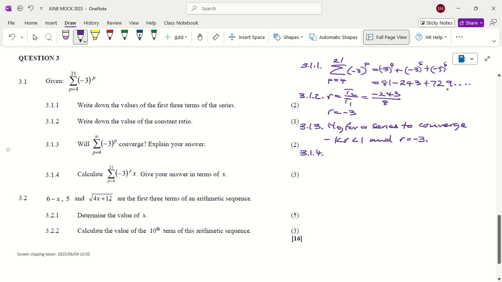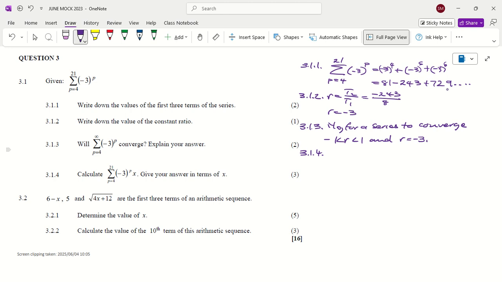3.1.4. Calculate that and give your answer in terms of x. So we have this sequence starting from 4 to 21, and now it's -3 to the exponent p, but it has x.